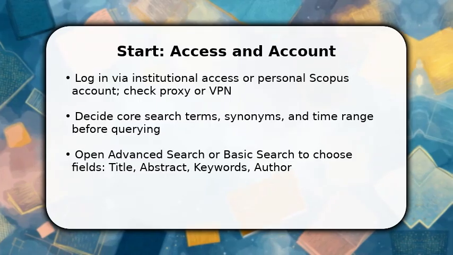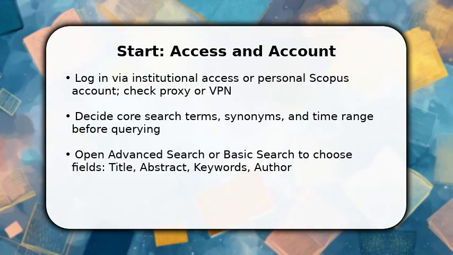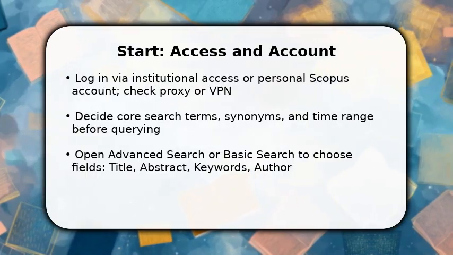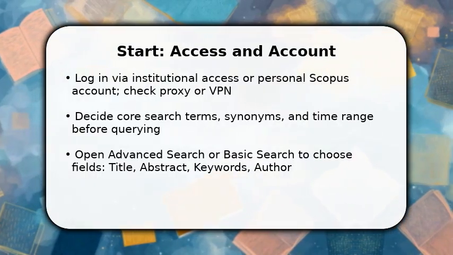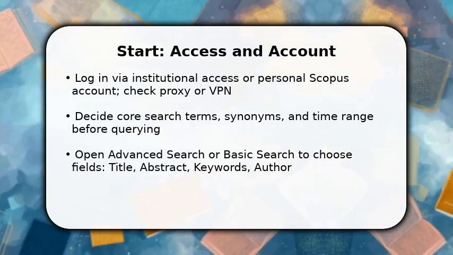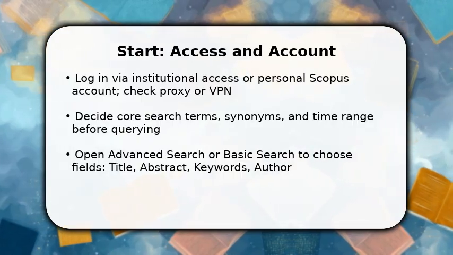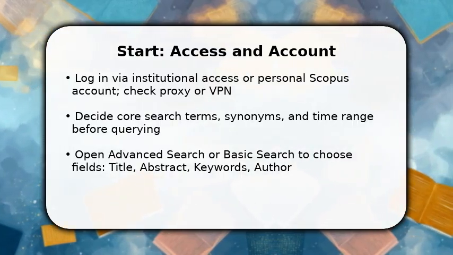Next, choose 3-5 core search terms and list synonyms or alternate spellings. This saves time. Once done, open Scopus and select Advanced Search for precision or Basic Search for quick results. Pause and confirm the date range and document types you need before moving on. This framing shapes every result you'll get.